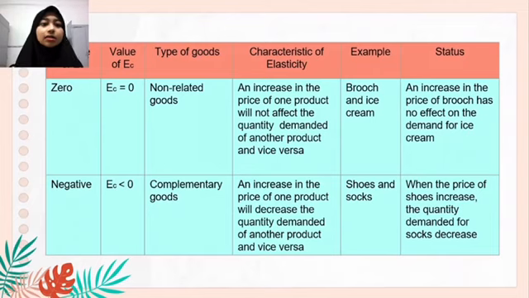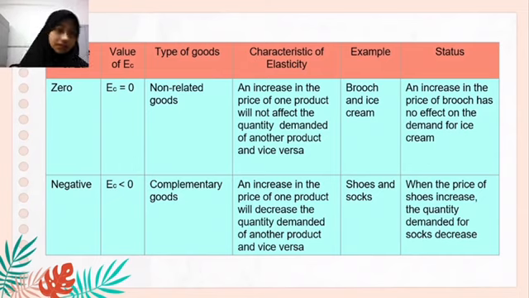Next is the degree of EC zero. The value of EC equals 0, and the type of goods is non-related goods. An increase in the price of one product will not affect the quantity demanded of another product and vice versa. An example of goods is brooch and ice cream. An increase in the price of brooch has no effect on the demand for ice cream.